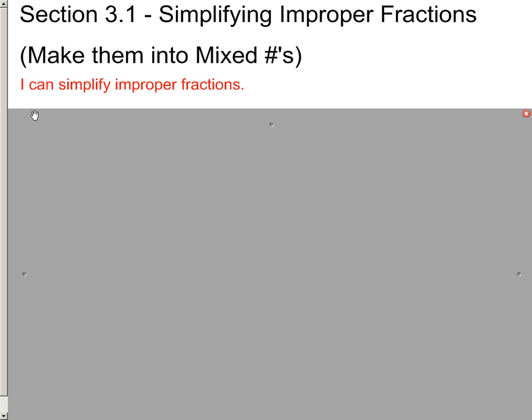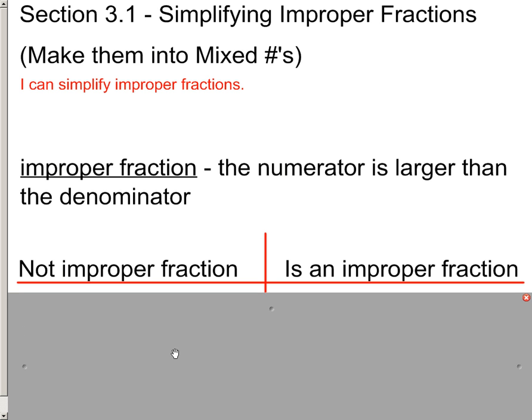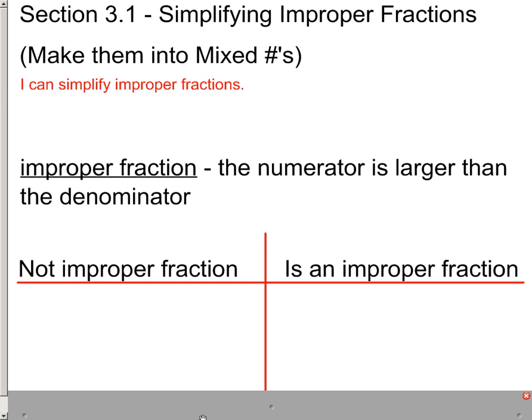We're going to look at simplifying improper fractions. In case you've forgotten, an improper fraction is where the numerator is larger than the denominator. So whenever you're looking at a fraction, you're trying to determine if it's improper.